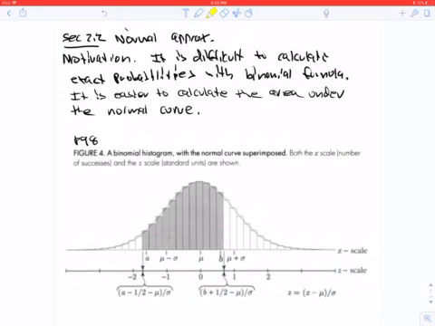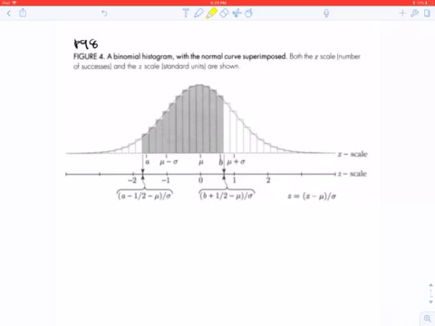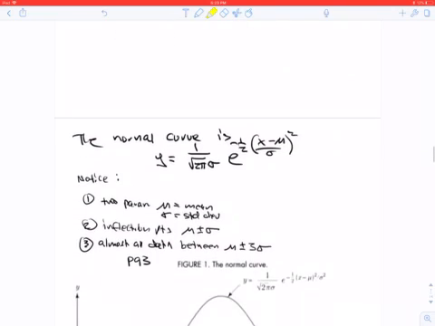Now, the normal approximation is the subject of section 2.2. The motivation is that it's difficult to calculate exact probabilities with the binomial formula, much easier to calculate the area under the normal curve. So here you have, for example, a situation where, let's say you wanted to know the chance of having between A and B number of successes, it'd be much easier to calculate the area under the normal curve between a little bit less than A and a little bit more than B. That's called a continuity correction. We'll get to that in a minute.